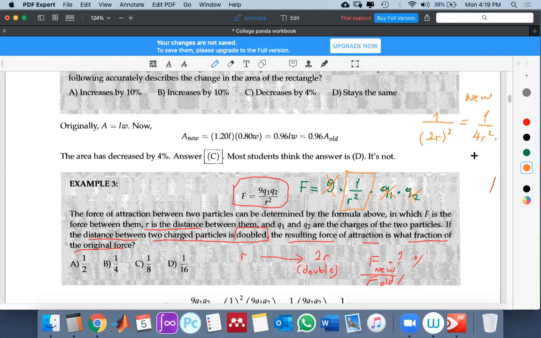So the original, we should think of as the one which is in the question. So 1 over R squared is the original, right? 1 over R squared is the original. So the result is 1 over 4 times the original. So the answer is B.